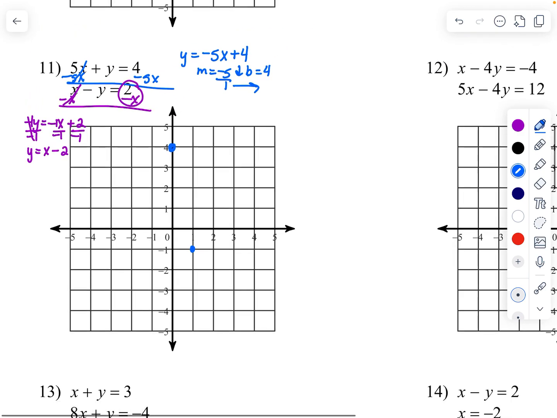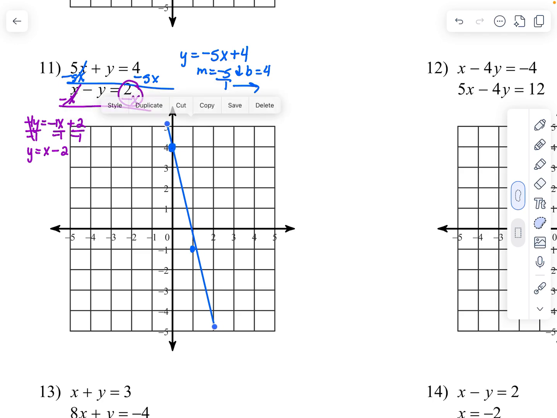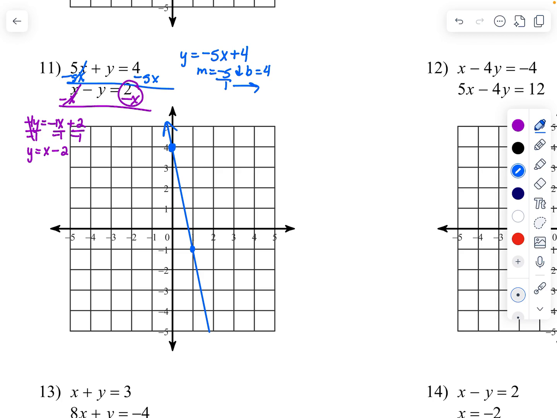So these are the only two that I could fit. So I'm going to connect them. It's a very steep line. Let's make that a little better. Let's fix that. Also, you got to make sure that you are always including your arrows or you will lose points, and especially for systems you're labeling. I'm using the original equation, so 5x plus y equals 4.